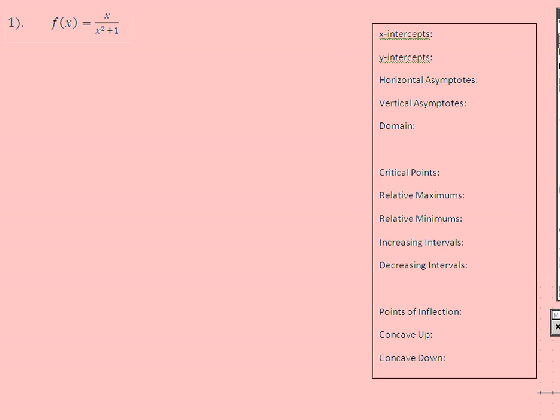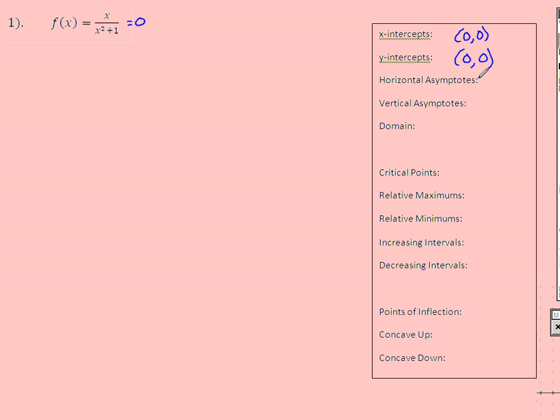So, again, x-intercepts means we are going to set the whole thing equal to 0. If the whole thing equals 0, that means just the numerator equals 0. So that's the point 0, 0. Y-intercept is when x equals 0. So if I plug in 0 for x, my y value is going to be, well, just 0. So that one's pretty easy.